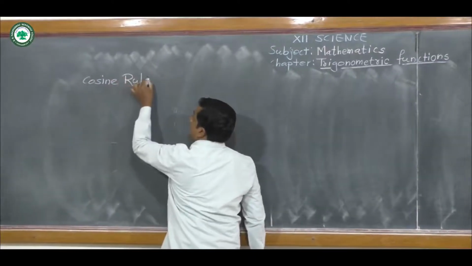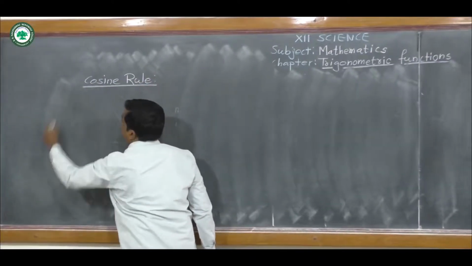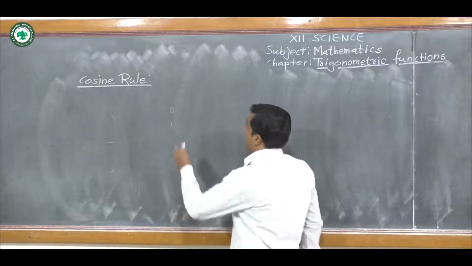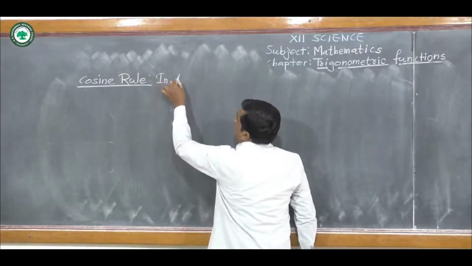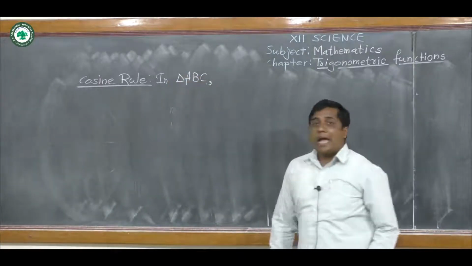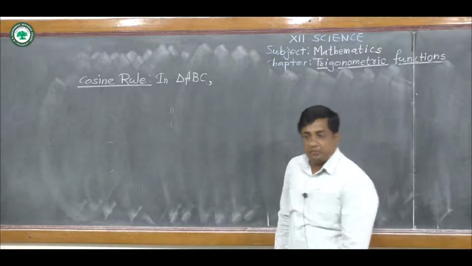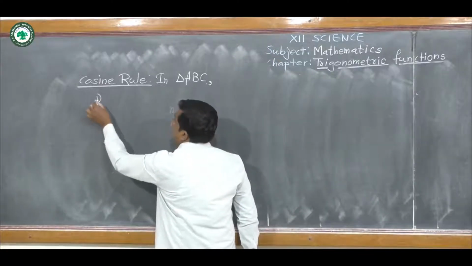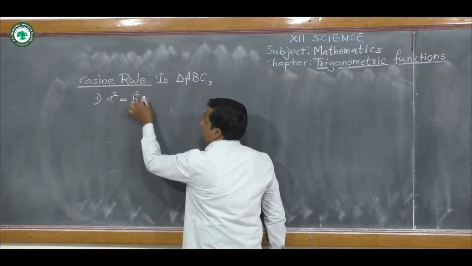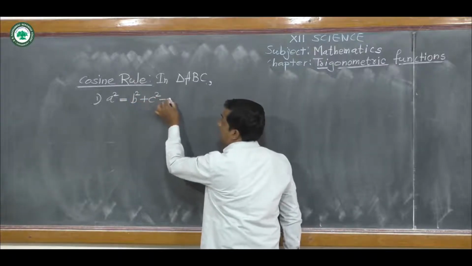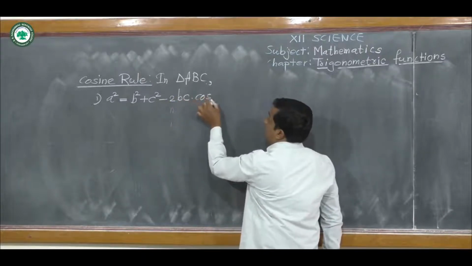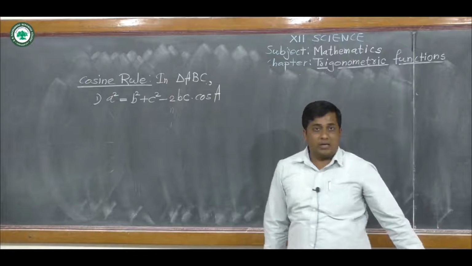Cosine rule. Again, to define the cosine rule, we consider triangle ABC. In triangle ABC, we have three types of relations. Okay, let's go with the first one. a square is equal to b square plus c square minus 2bc into cos A is the first one.